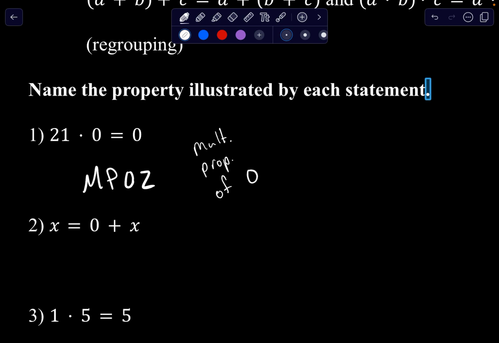Okay, the next one, this x does not change. And anytime it didn't change, we know it's going to be identity. And then we're going to look at what we're doing. Are we adding or multiplying? Well, we're adding. So it's additive identity.